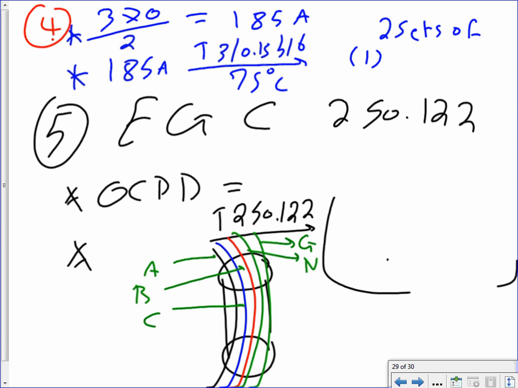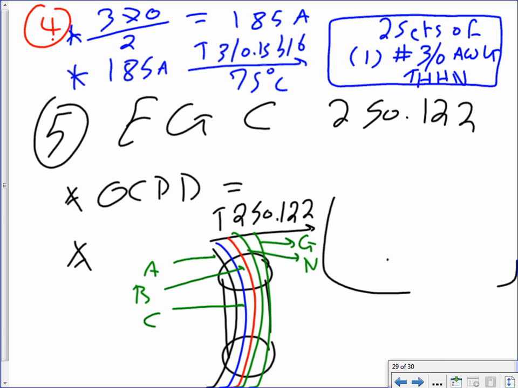4-aught. Are you sure? 185 amp. Wire size. I have 3-aught. Yeah, 3-aught. Sorry, 3-aught. So one conductor number 3-aught AWG. Now a quick reminder, Karen, if your conductor here was less than 1-aught, you must use 1-aught.